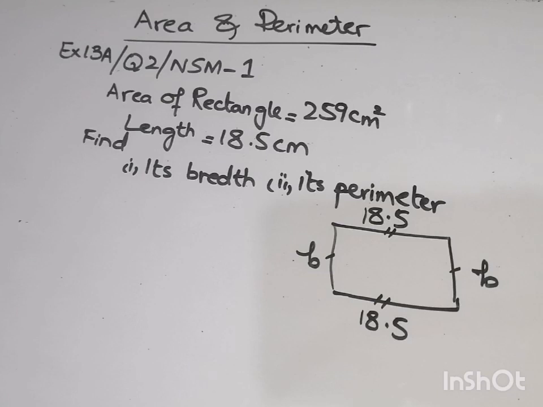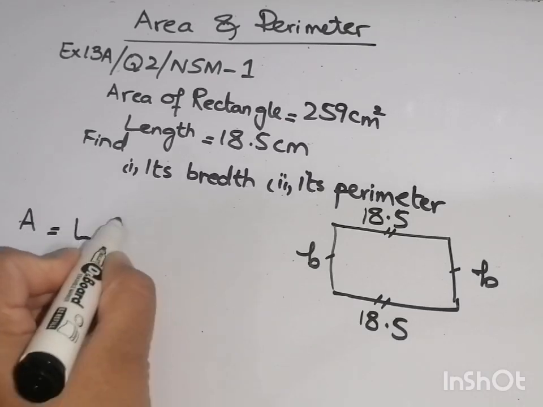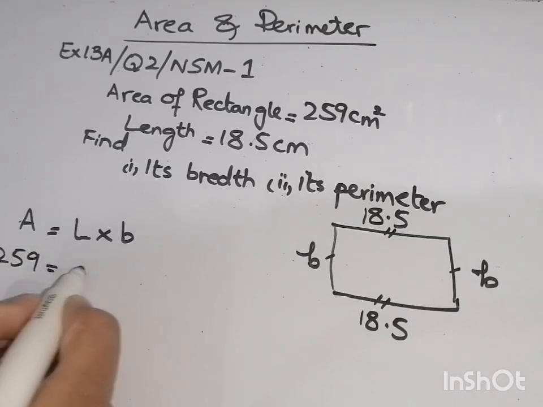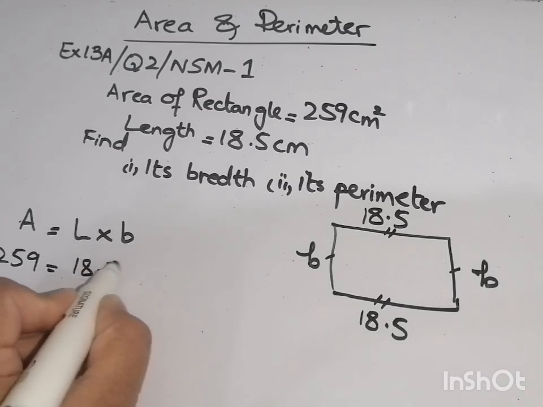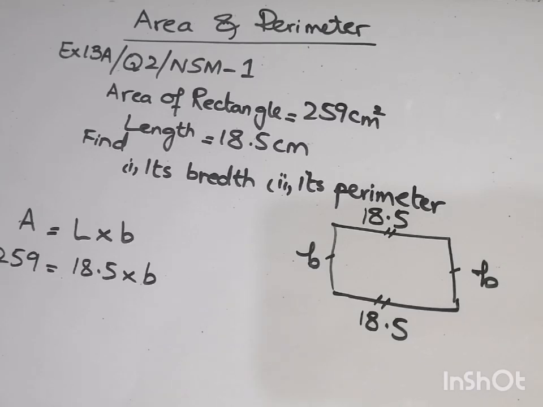breadth. So to find breadth, let's use the formula of area, because we know that the area of a rectangle is length multiplied by breadth or width. Area is given 259 centimeter square and length is given 18.5 centimeter. So breadth will still be there. Now this is basically an algebraic equation where there is one variable, b, to be precise.